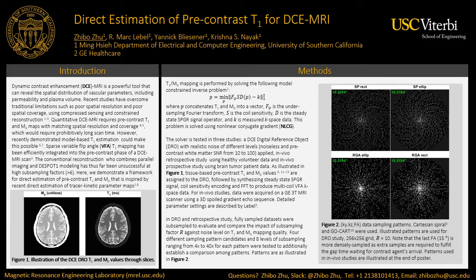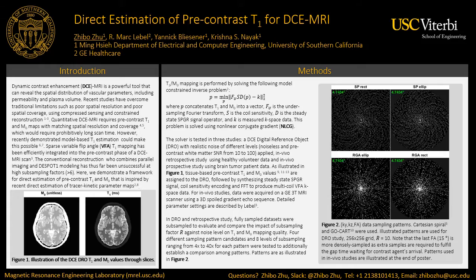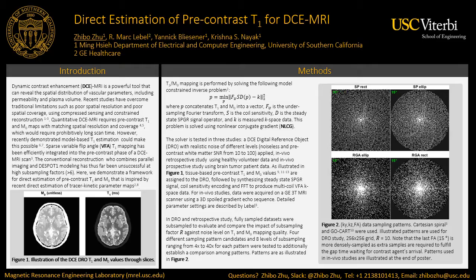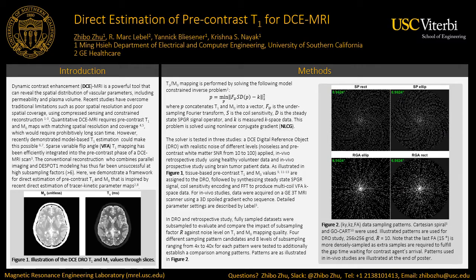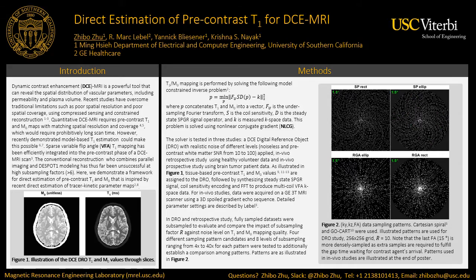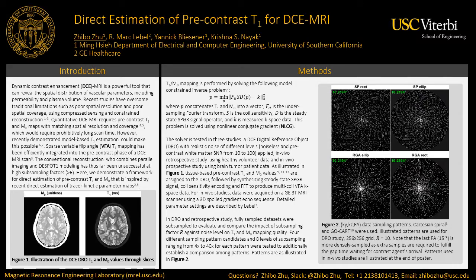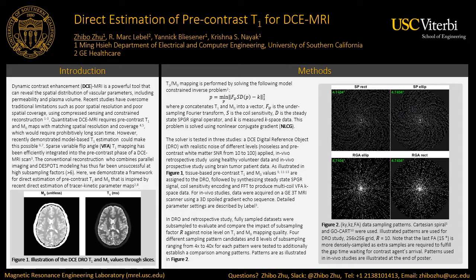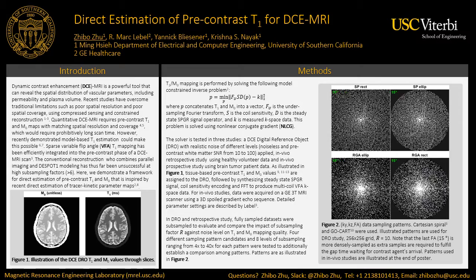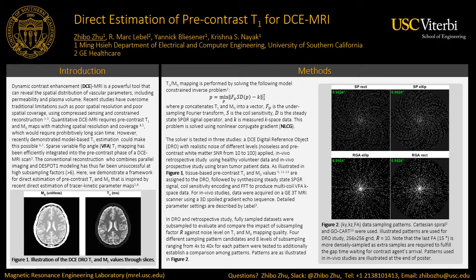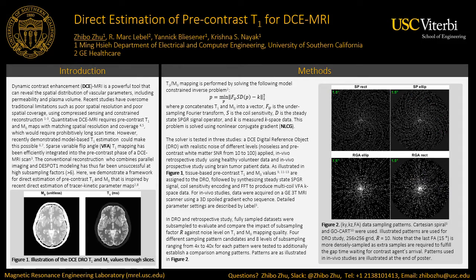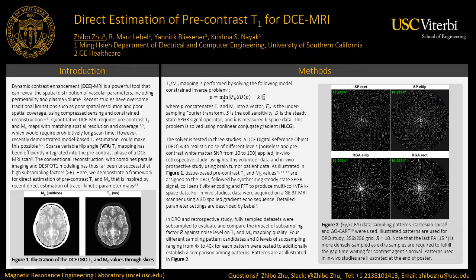Here, we demonstrate a framework for direct estimation of pre-contrast T1 and M0 that is inspired by recent direct estimation of tracer kinetic parameter maps. T1 and M0 mapping is performed by solving the inverse problem listed here. In the problem formulation, P concatenates T1 and M0 into a vector, F_U is the undersampling Fourier transform, S is the coil sensitivity, D is the steady-state SPGR signal operator, and K is the measured k-space data. This problem is solved using nonlinear conjugate gradient.